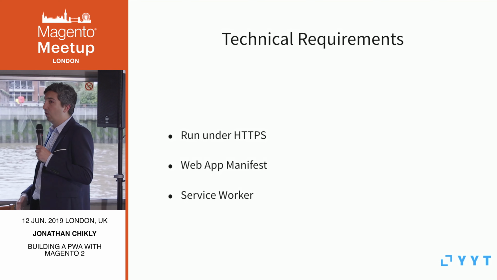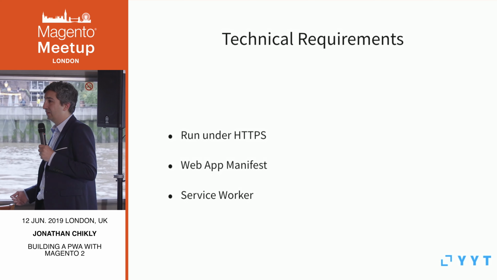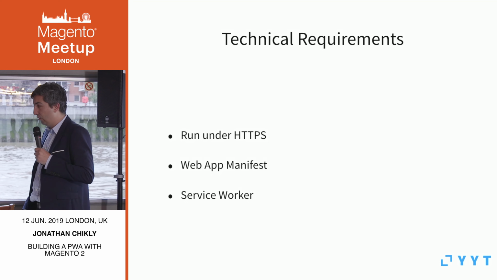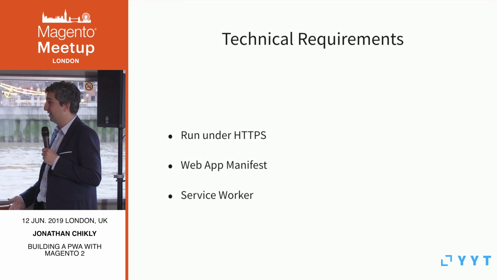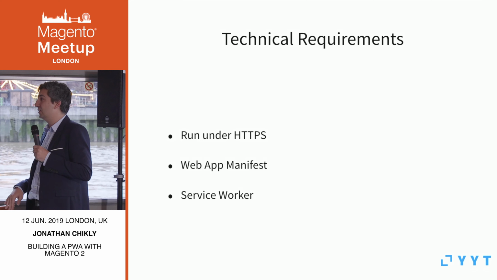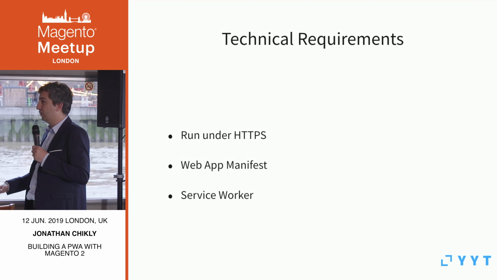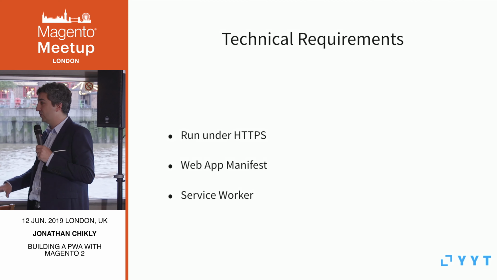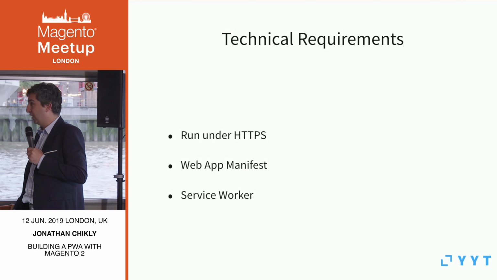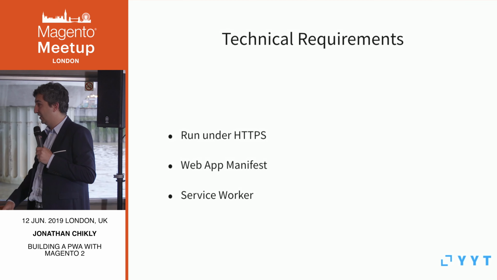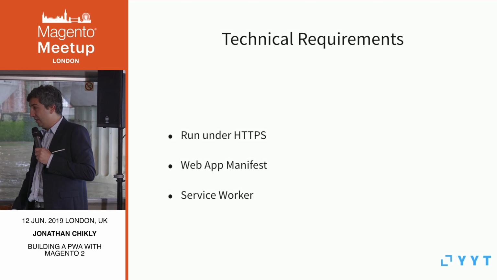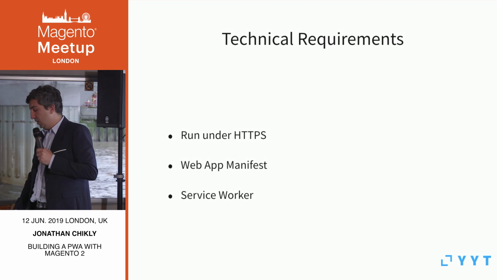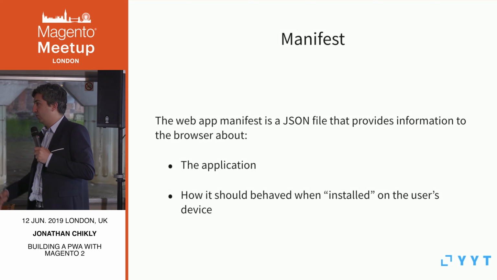Then the next requirement is that it needs to have a web app manifest. We'll see later what a web app manifest is. And the last element is that it needs to have a service worker. Those are the 3 main concepts. There are a lot of other elements involved, but those are the three novelties for us in terms of web development in the context of progressive web apps.